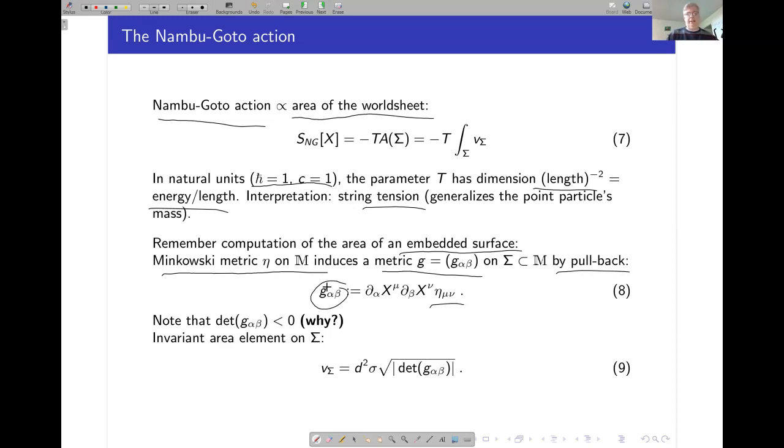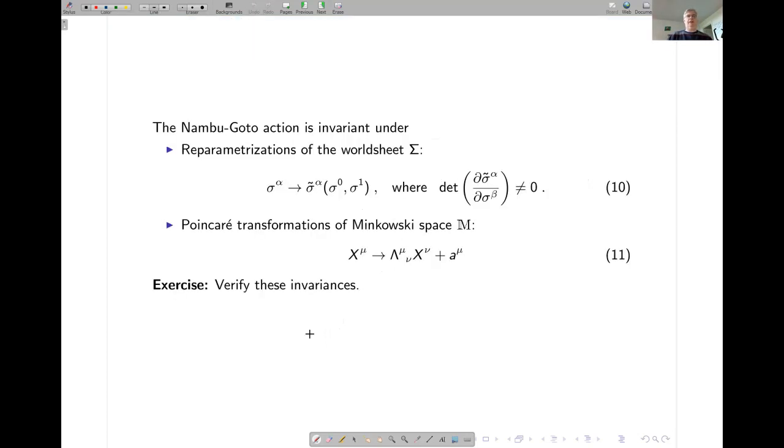And given a metric, I can form an invariant area element. This is formula number 9. So what I have to do is integrate over the coordinates and weight it with the square root of the determinant of my induced metric. And since we have a surface with one space-like and one time-like direction, the determinant of the metric is negative, so I have to put a modulus in order that my root is well defined. This is my area element. Good. So we now understand our action.